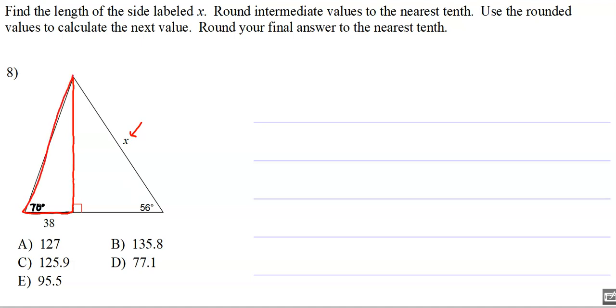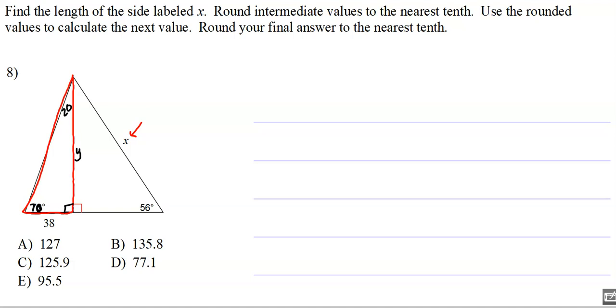Well, I know that I can figure out that, let me see, was that 70? Kind of scribbly. Yeah, that was 70. So if that's 70 and this is 90, that means this is going to be 20. So I have a 70 degrees, a 20 degrees, and a 38. I think I should be able to find this side right here. I'm going to call it y, because if I could find y, it'll help me get that hypotenuse.